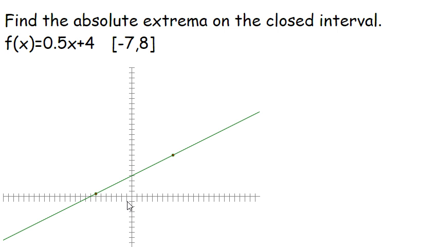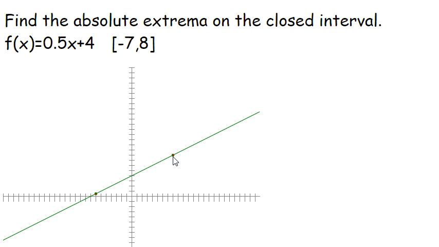And if you count it over, each one of these tick marks is 1 unit. So 1, 2, 3, 4, 5, 6, and 7. How do you like that? Okay, so we counted over -7, and then if you count over 8, we should be at 1, 2, 3, 4, 5, 6, 7, 8.